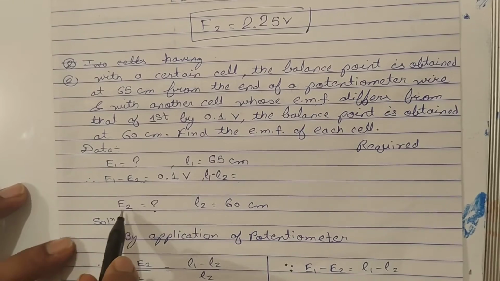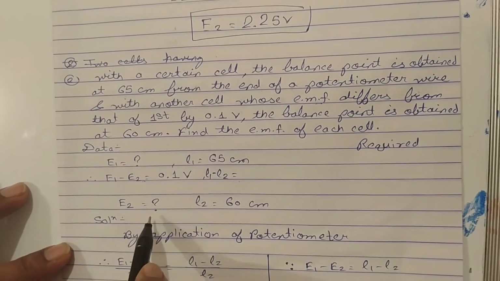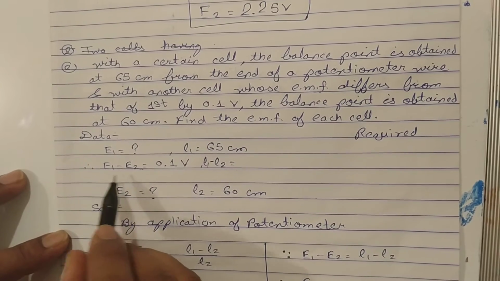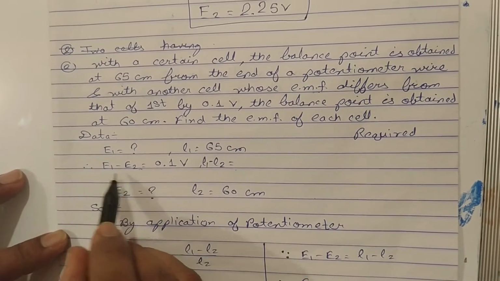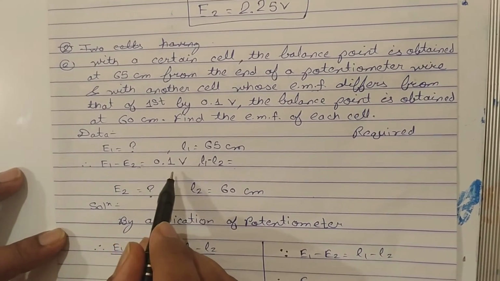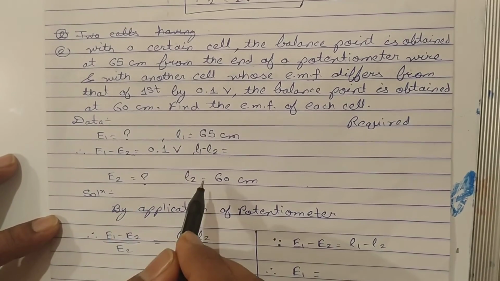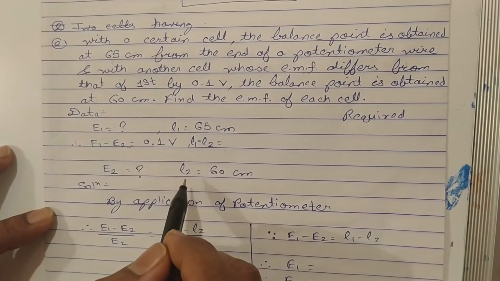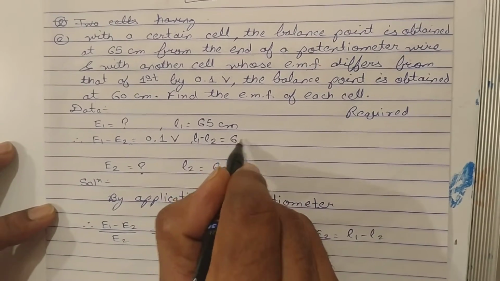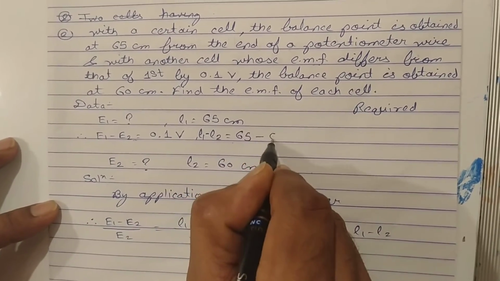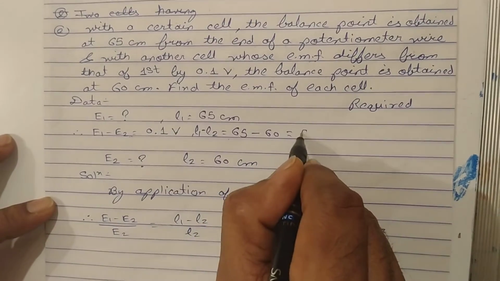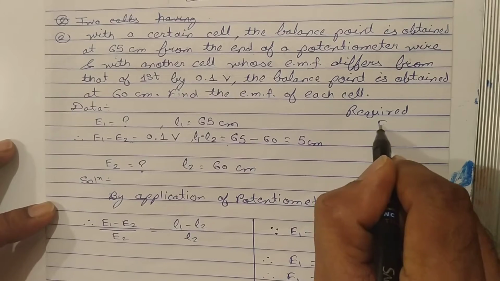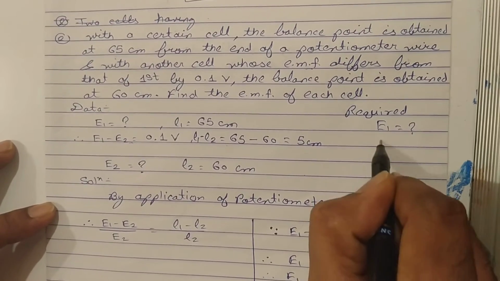So students, here E2 also unknown, but E1 minus E2, the difference in EMF is 0.1 volt. L1 and L2 we know. We can find a difference in length also. So L1 minus L2 is what? 65 centimeter minus 60 centimeter will give us what? 5 centimeter. Students, in the required we have to find value of E1 and value of what?